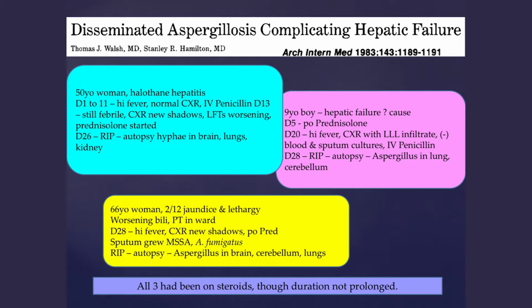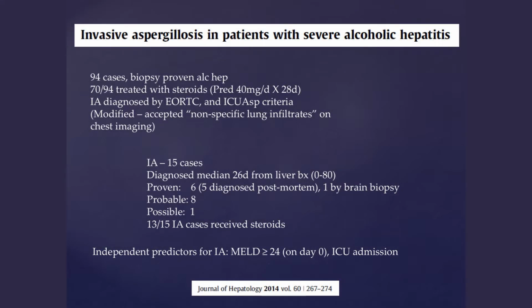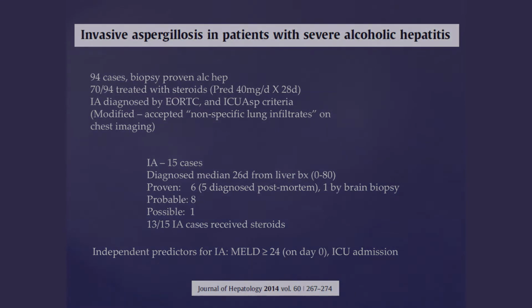This is from many years ago, reporting 3 cases of fatal proven aspergillosis in patients with hepatic failure. But of course, all of them had been on steroids, although not for very long durations. So people have looked at this. Alcoholic hepatitis, this is a series where out of 94 cases, a lot had been treated with steroids, and quite a few fulfilled criteria for the diagnosis of invasive aspergillosis. The main thing is that, unfortunately, a lot had received steroids.